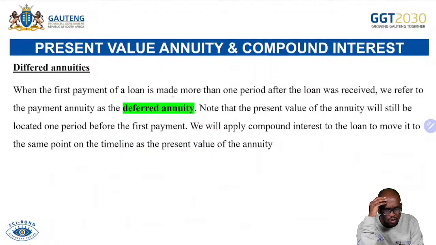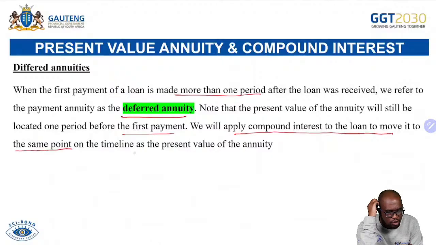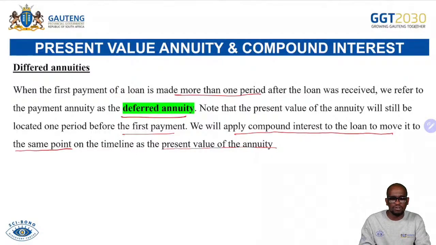When the first payment of a loan is made more than one period after the loan was received, we refer to the payment as a deferred annuity. If the period is not one period gap as we indicated, note that the present value annuity will still be located one period before the first payment. Very, very important. So we apply compound interest to the loan to move it to the same point on the timeline as the present value of an annuity. It's key. If you don't have a one period gap, then you need to have the variations. This is the variation to the formula.